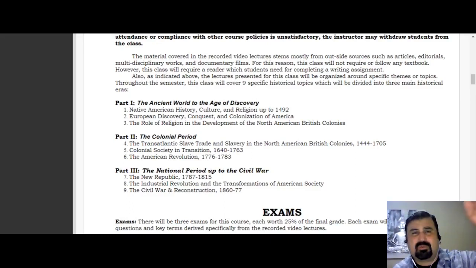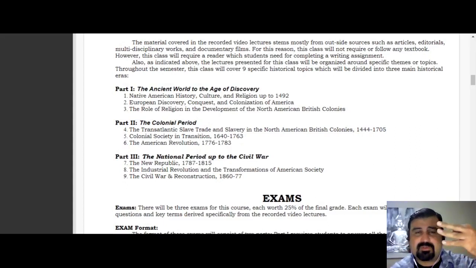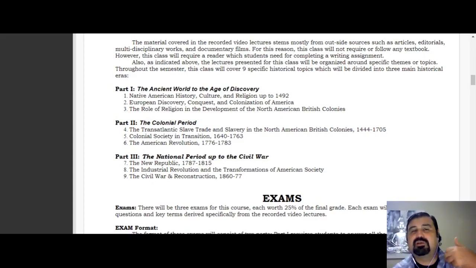9 themes. Some of which I already explained in the class description when I talked about what the course is going to be about. Okay, so there's going to be 9 themes, and they are listed right here. Part 1 of the semester, The Ancient World to the Age of Discovery, has 3 topics or themes: the Native American history, culture, and religion, up to 1492. The second, European discovery, conquest, and colonization of America. And the third, the role of religion in the development of the British colonies.